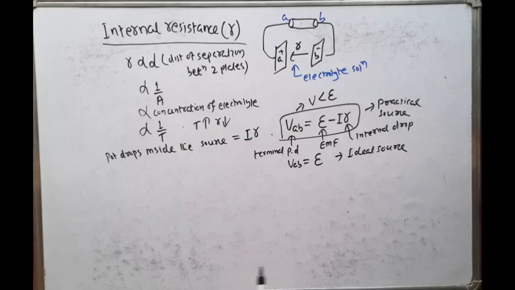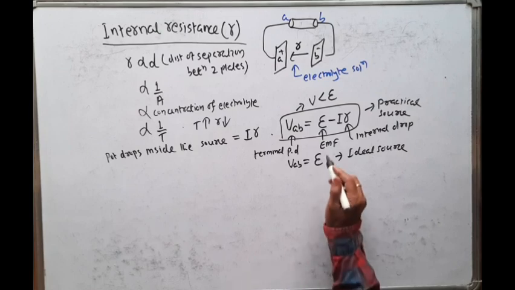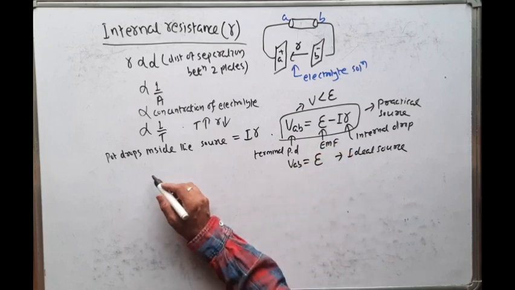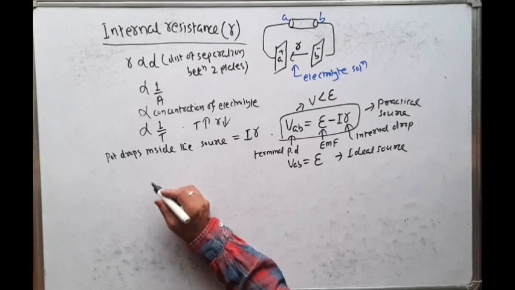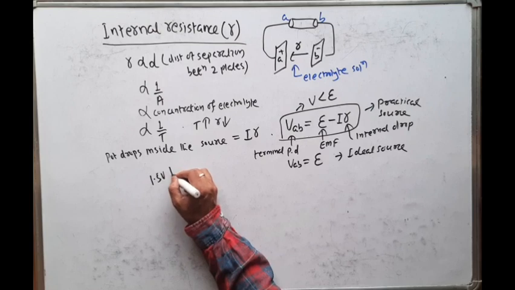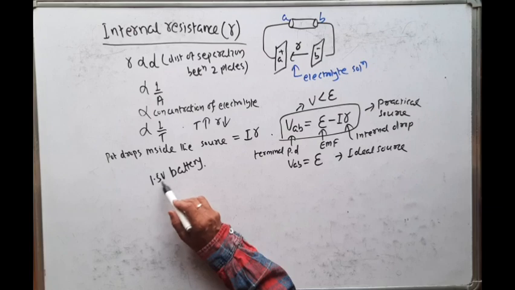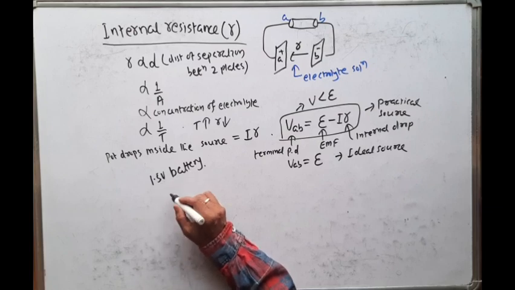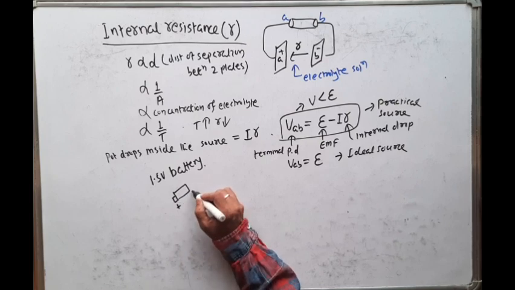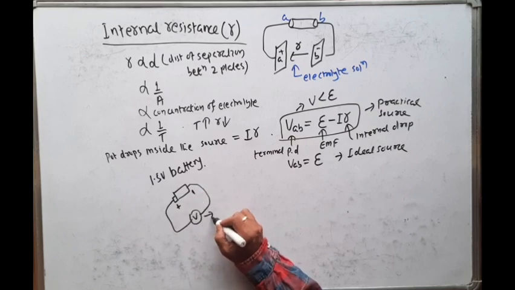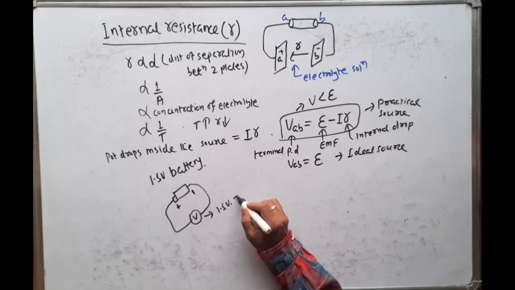So what is actually the terminal potential difference for a practical source? What is the difference between V and E? Suppose you go to the market and ask a shopkeeper, just give me a 1.5 volt battery. When you are buying this battery from the shop, you connect your battery, one is a positive terminal, another is a negative terminal. You connect this battery through a voltmeter, and that voltmeter will show 1.5 volt. So this is your EMF.